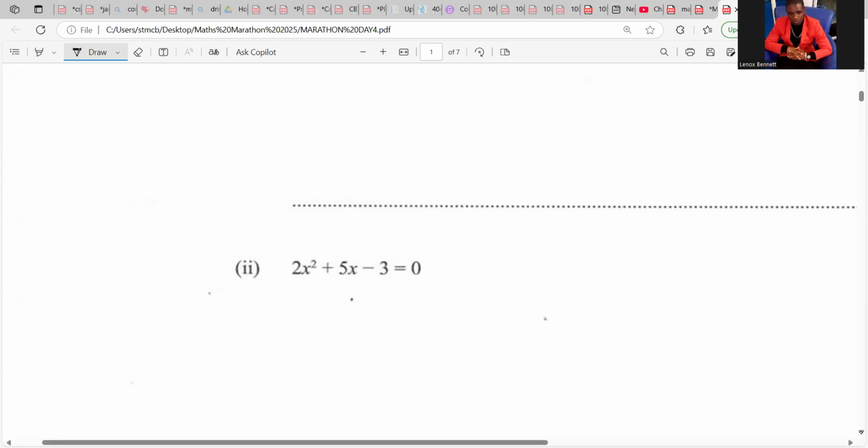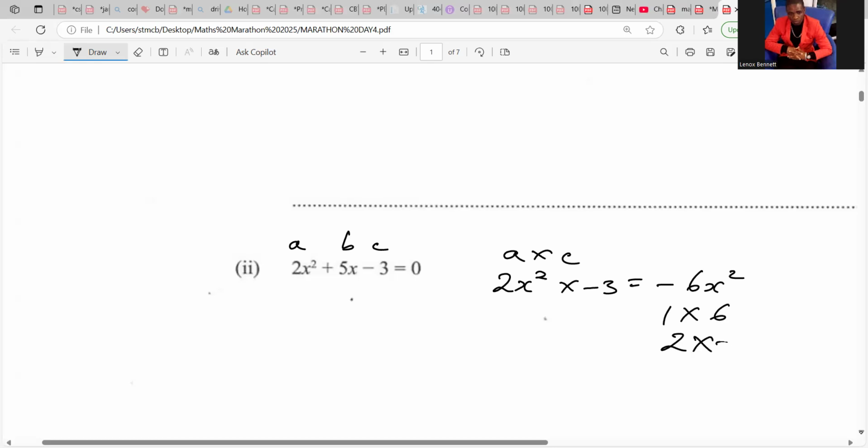So first, we write a, b, c. That's the factor method, right? And the first one, we multiply a times c. And of course, 2 squared times negative 3, it will give us negative 6x squared. So we're going to list the factors of 6. Factors are numbers that can go into 6 without leaving a remainder. What we're trying to do is replace the b. So we're going to look at which of these pairs can replace the 5x.